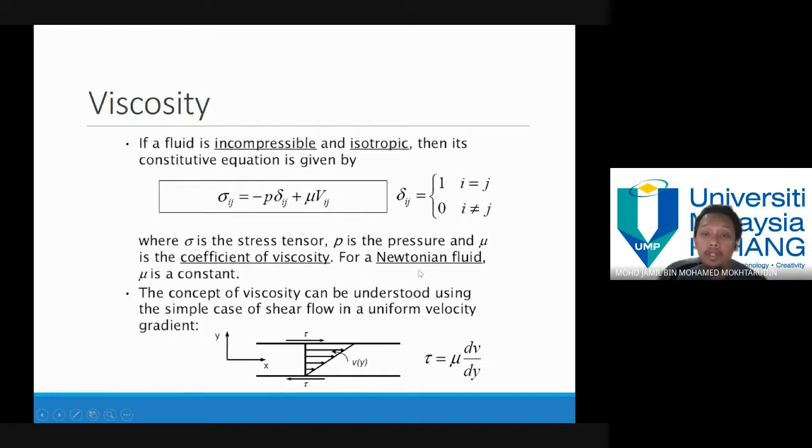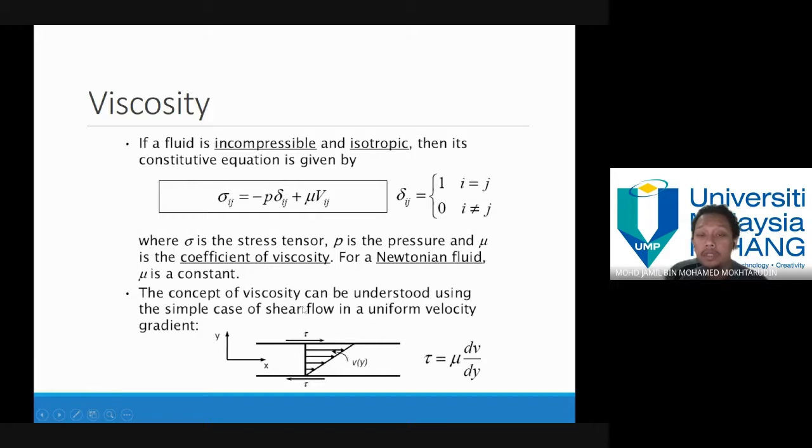So usually for a Newtonian fluid, we assume the viscosity as a constant. But in real life, some fluid doesn't behave like a Newtonian fluid. It will behave as a non-Newtonian fluid. So for a non-Newtonian fluid, the viscosity might change with temperature, for example. So that's a different topic. But in this lecture, we assume that all of the fluids are Newtonian fluid.